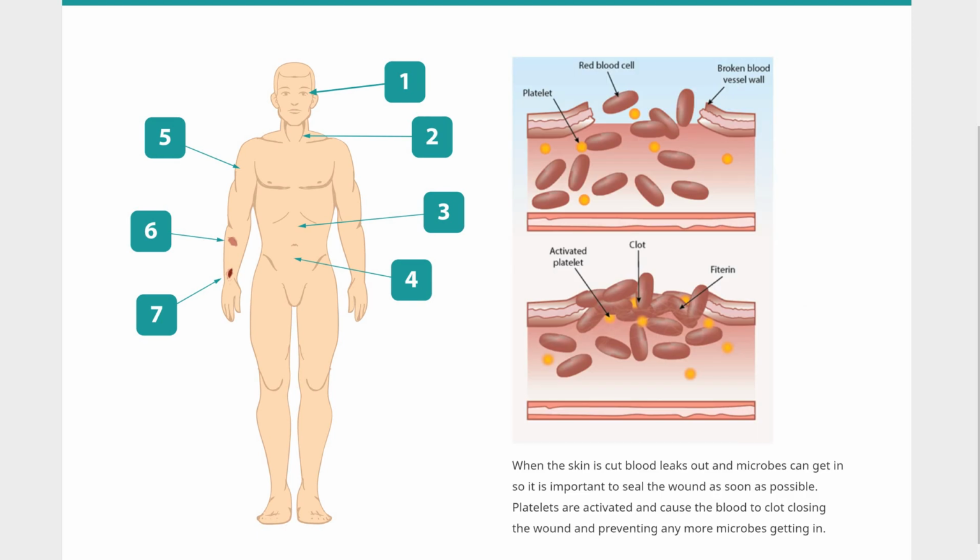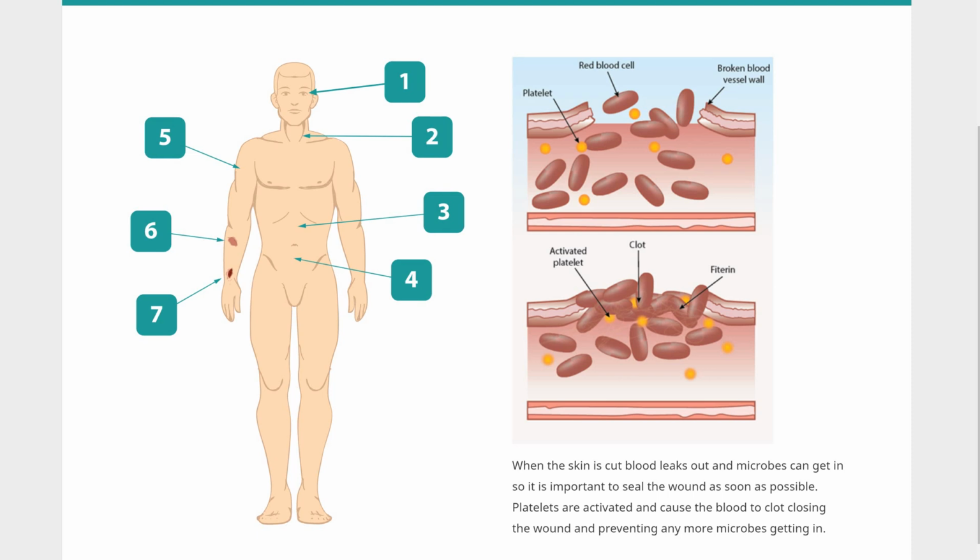Number 6, we can see the process here of the cut skin, so a broken blood vessel and the blood leaking out, particularly we see the red blood cells. These little orangey yellow dots are representing the platelets, which are fragments of cells, and what they do is they help to cause the blood to clot, preventing any further microbes getting into the wound, okay, by sealing it with this scab. Pause the video and fill that in. You don't need to draw the diagrams.